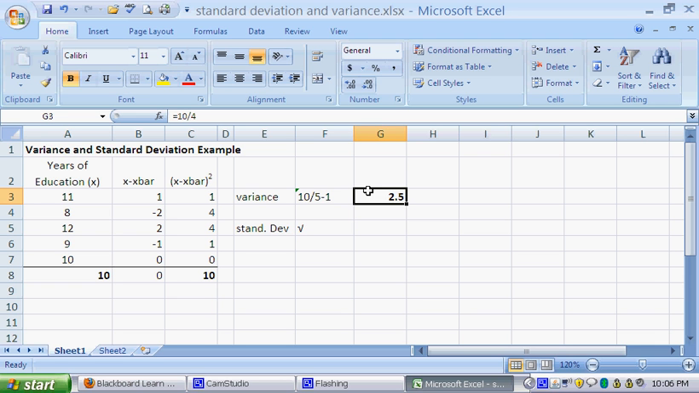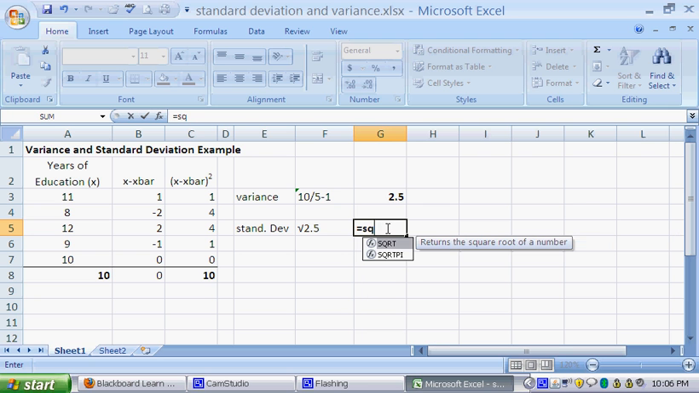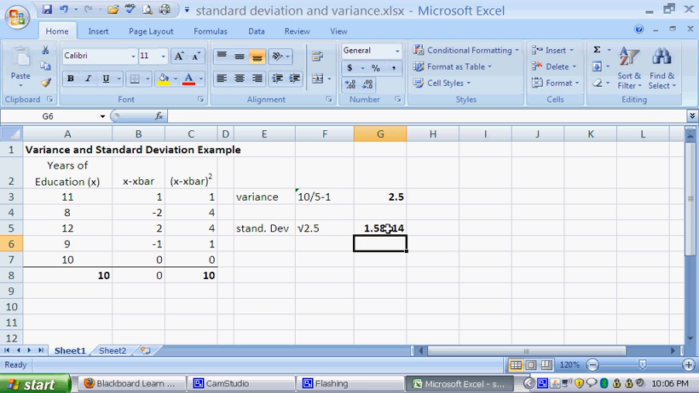Now, if we want to get the standard deviation, once we have the variance, it's a piece of cake. We take the square root of 2.5, and we've got the standard deviation. In Excel, that's square root of 2.5. And there's our standard deviation. So we have a variance of 2.5 and a standard deviation of 1.58. What the standard deviation tells us is effectively the average deviation from the mean. So on average, scores are about 1.58 points away from the mean. And there it is.